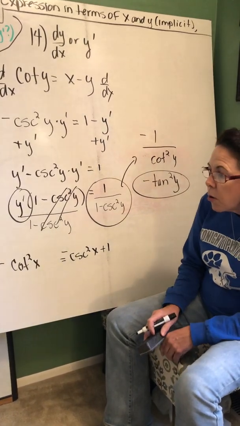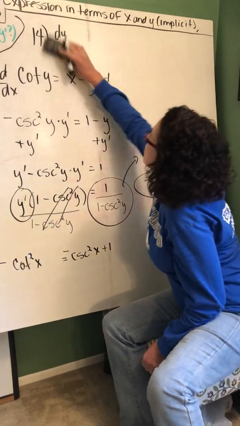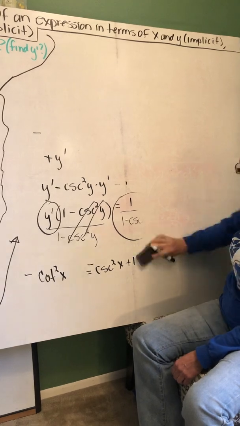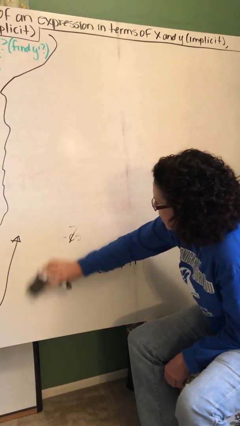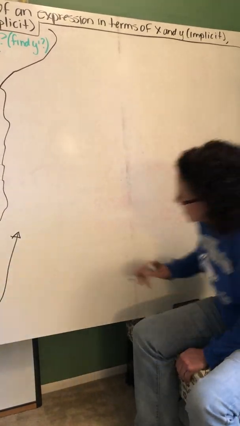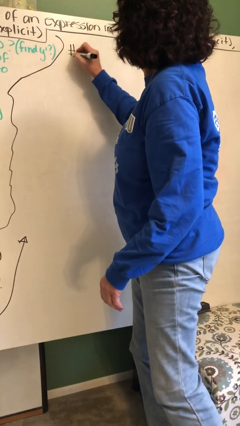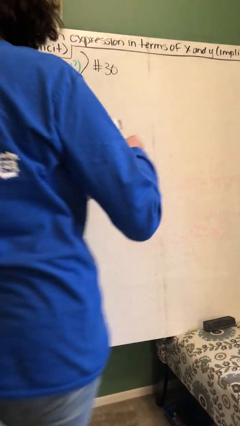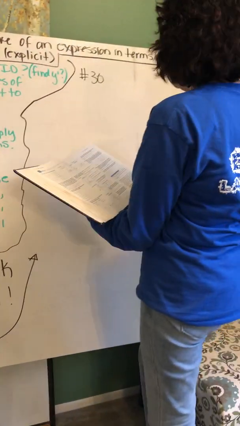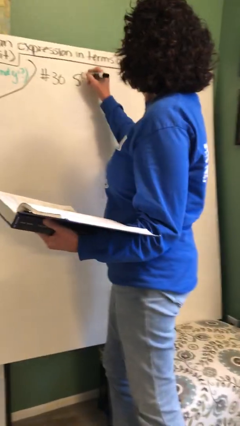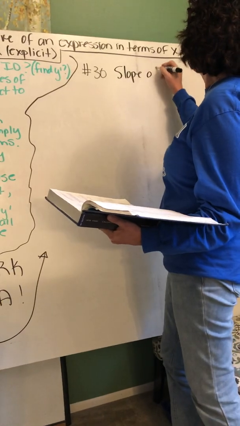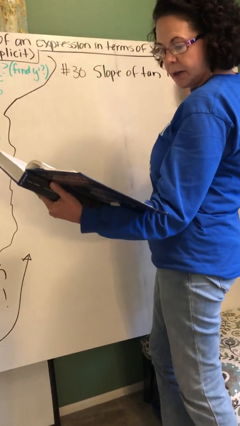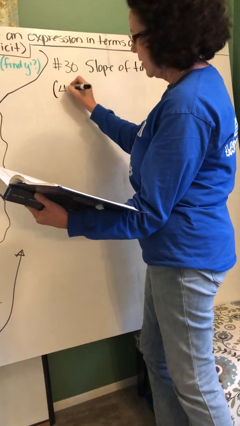Okay, let's go, our last one, number 30. Let's see what kind of horrors they can wreak on us now. There is a picture on number 30, but we really don't need it. They're asking for the slope of the tangent line. Slope of tangent line. That's a derivative, right? They give a picture, but they give the equation with it.